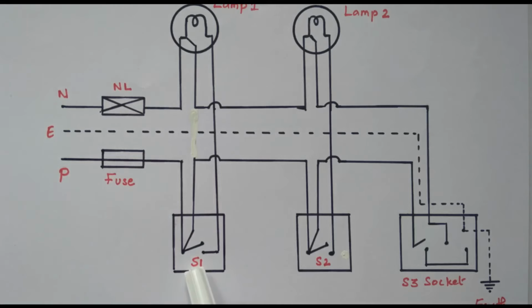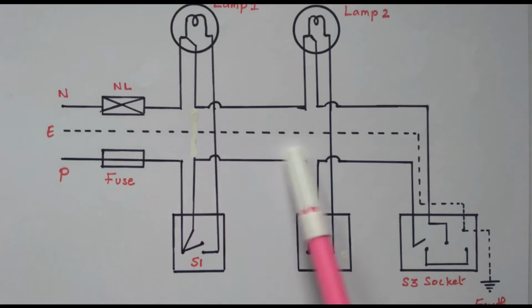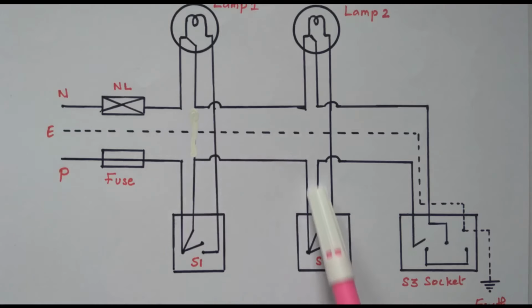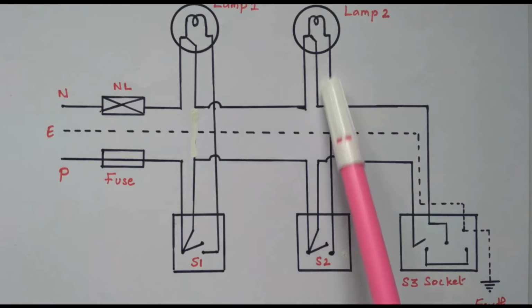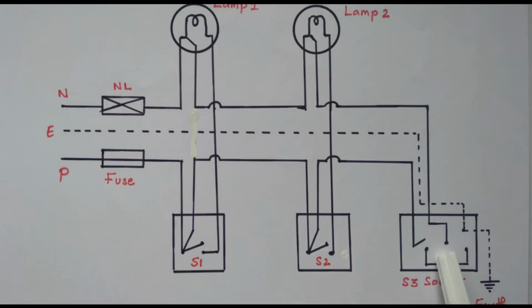Switch S1, if it is closed, then only the phase will apply to lamp 1. Then one tapping is taken, given to S2. Another tapping is taken, given to the plug point. Right? So lamp 1 is controlled by S1, lamp 2 is controlled by the switch S2, and the plug point is also controlled. The earthing wire is also available. So in this, we are able to control 2 lamps separately, as well as one plug point is available.